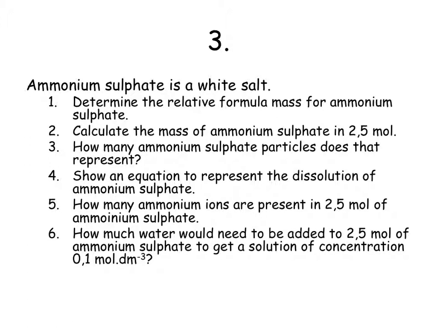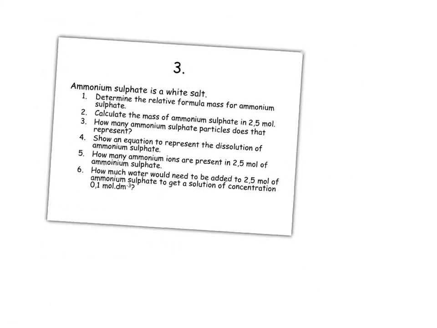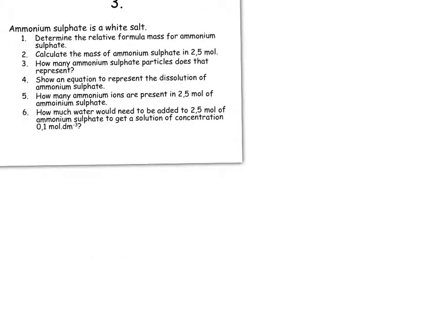If I'm asked to look at ammonium sulfate, first I have to get the relative formula mass of ammonium sulfate. And before I can get the mass, I'm going to need to get the formula. So let's try and get that formula. Ammonium is NH4. You need to know that off by heart. And it as a group has a valency of 1 because it's NH4+.